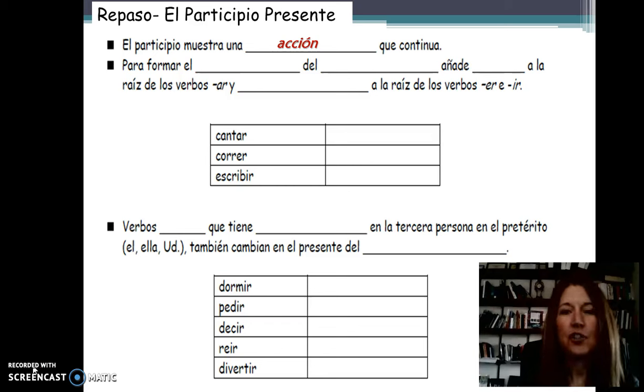That means that it shows a continuous action. And we'll show you how to do that in a little bit with an entire sentence. Let's learn how to form it first.